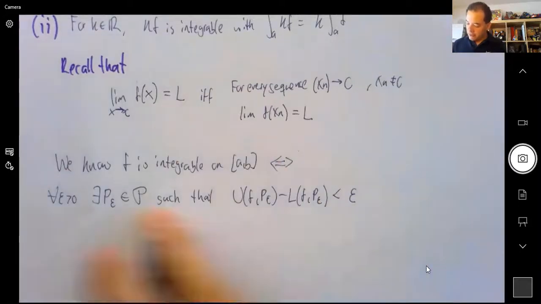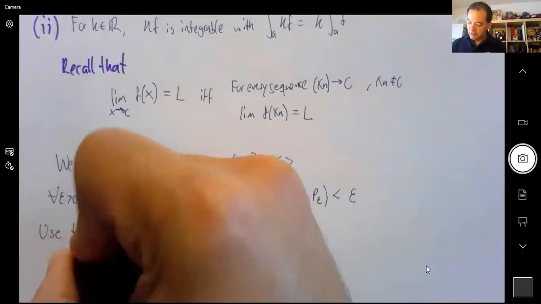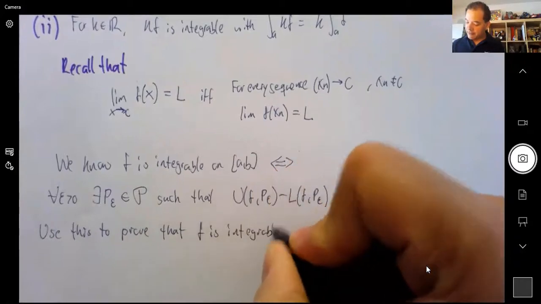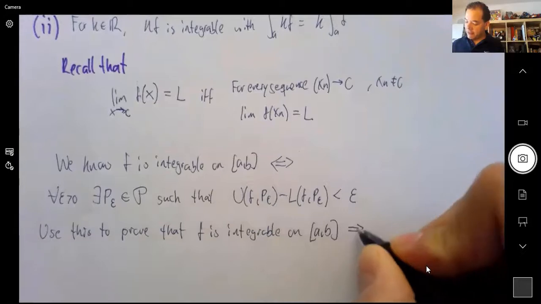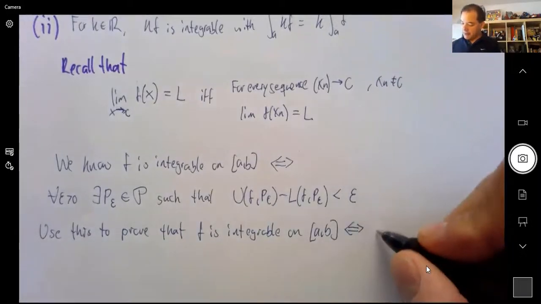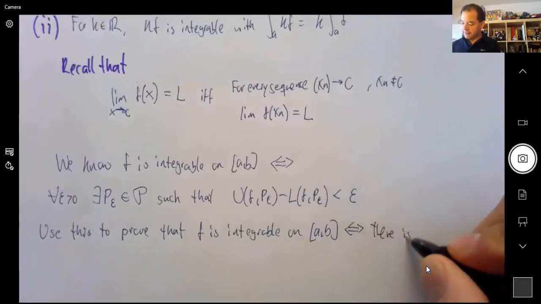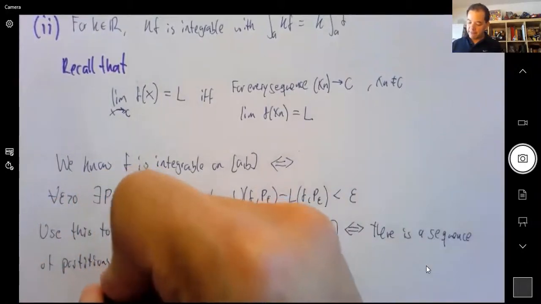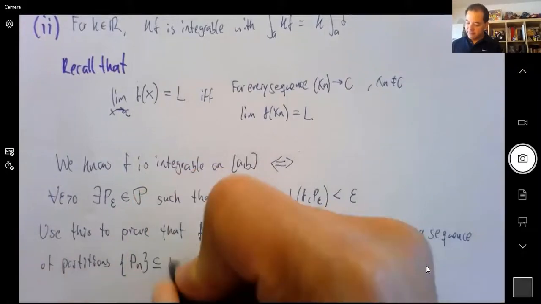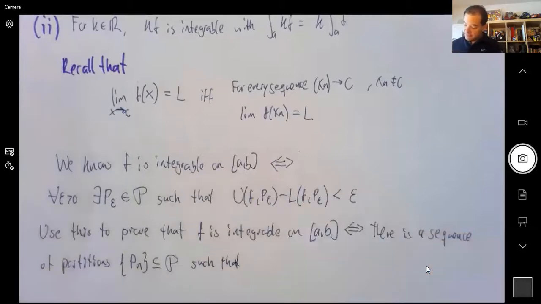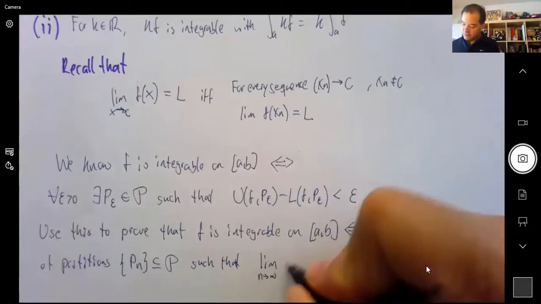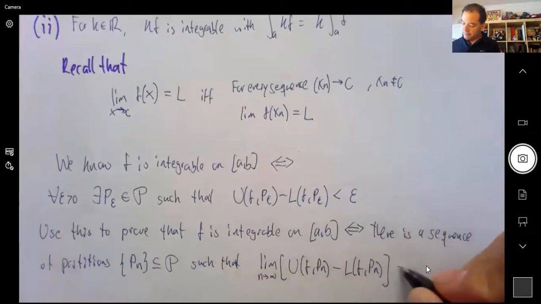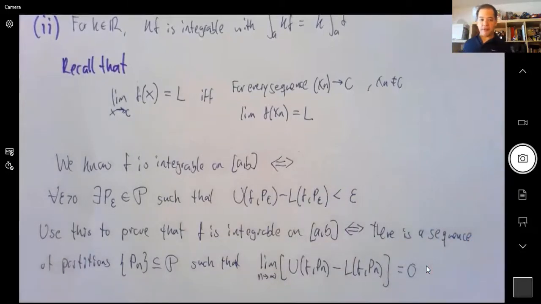So I'm just going to write here: use this to prove that f is integrable on [a,b] if and only if there is a sequence of partitions P_n such that the limit as n goes to infinity of U(P_n) minus L(P_n), the upper sum minus the lower sum, is 0. So that's the part that I just outlined how you could do.